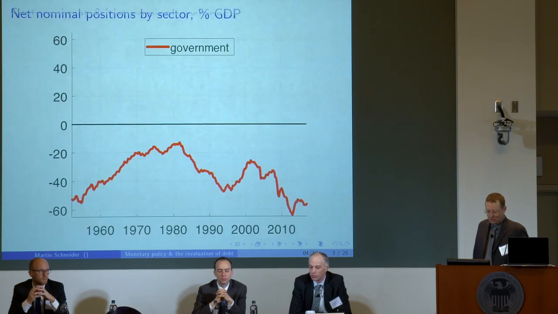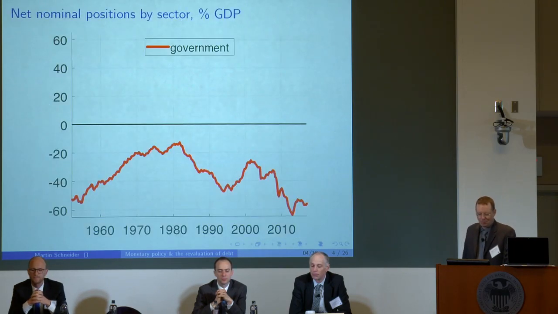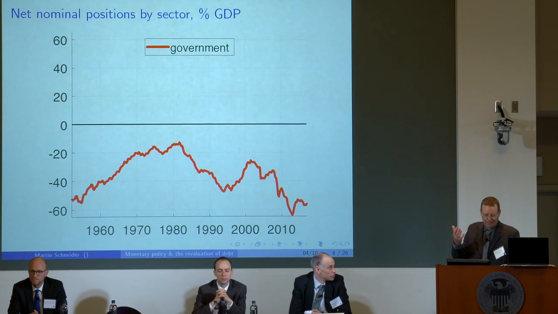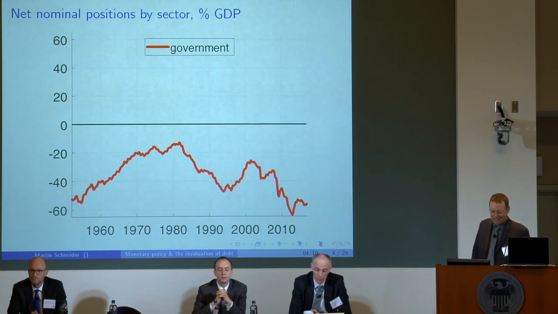So let me show you some pictures. This is the net nominal position of the government sector in the US in the post-war period. This is consolidated, so it's treasury debt less bonds held by the Fed, less what's in government-sponsored retirement accounts, and then that's negative altogether there. And that was high right after the war, and is high again today.